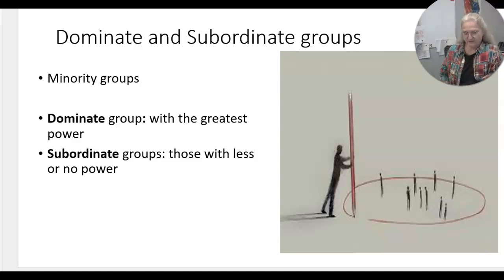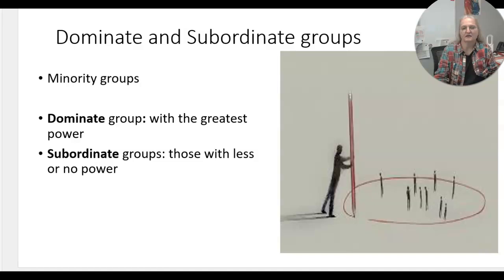Sometimes you'll hear these different terms: minority group, and dominant and subordinate group. The key thing to remember about these terms is they are different. They mean different things from a sociological perspective than they do in a math class. In a math class, we might refer to minority as the smaller number, but sociologically, when we use the term minority in a social context, we're referring to the group that has less power.